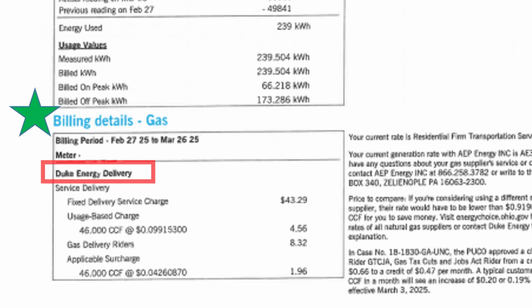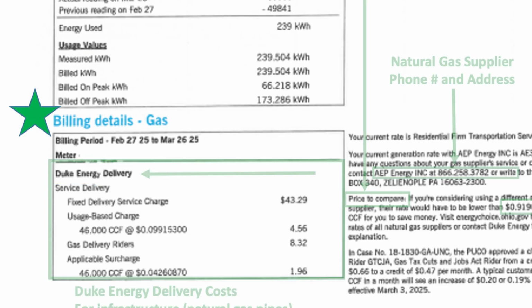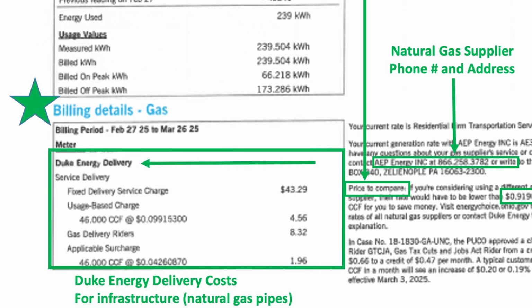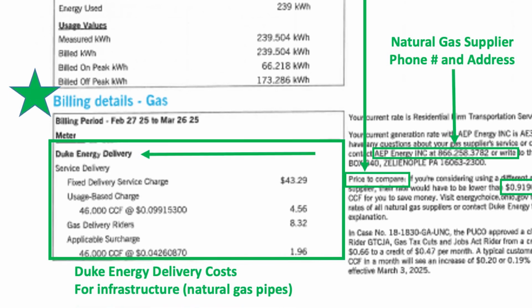And it's got all these. It's got a fixed delivery service charge. It's got a usage-based charge. It's got gas delivery riders, applicable surcharges. All of that is Duke. All of it goes under the bold heading of delivery. And we said delivery is what Duke needs to get the electricity or gas to your house.